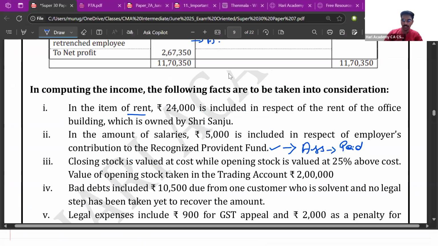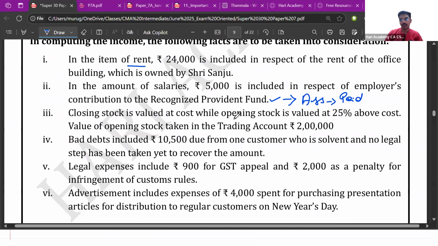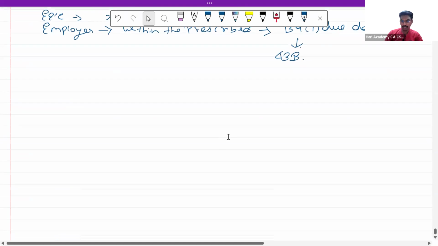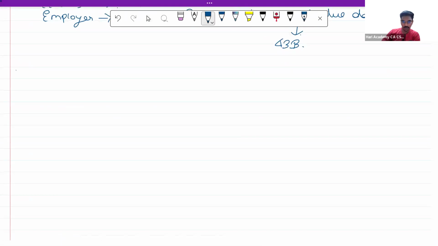Okay, now let us get back to the question. Third point is, closing stock is valued at cost while opening stock is valued at 25% above cost. Value of opening stock taken in trading account is 2 lakhs. This requires a bit of discussion. Notes. Let us go to notes. You have to do this for everything. I am doing it only for opening or closing stock. Let us understand the concept here.